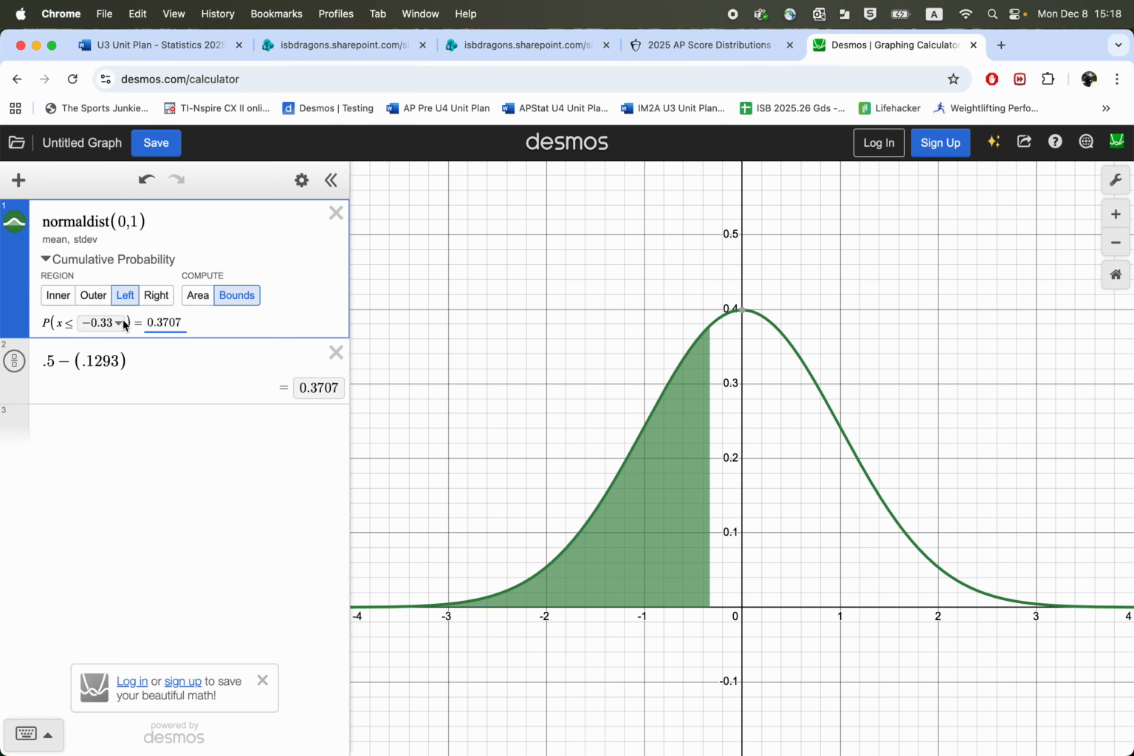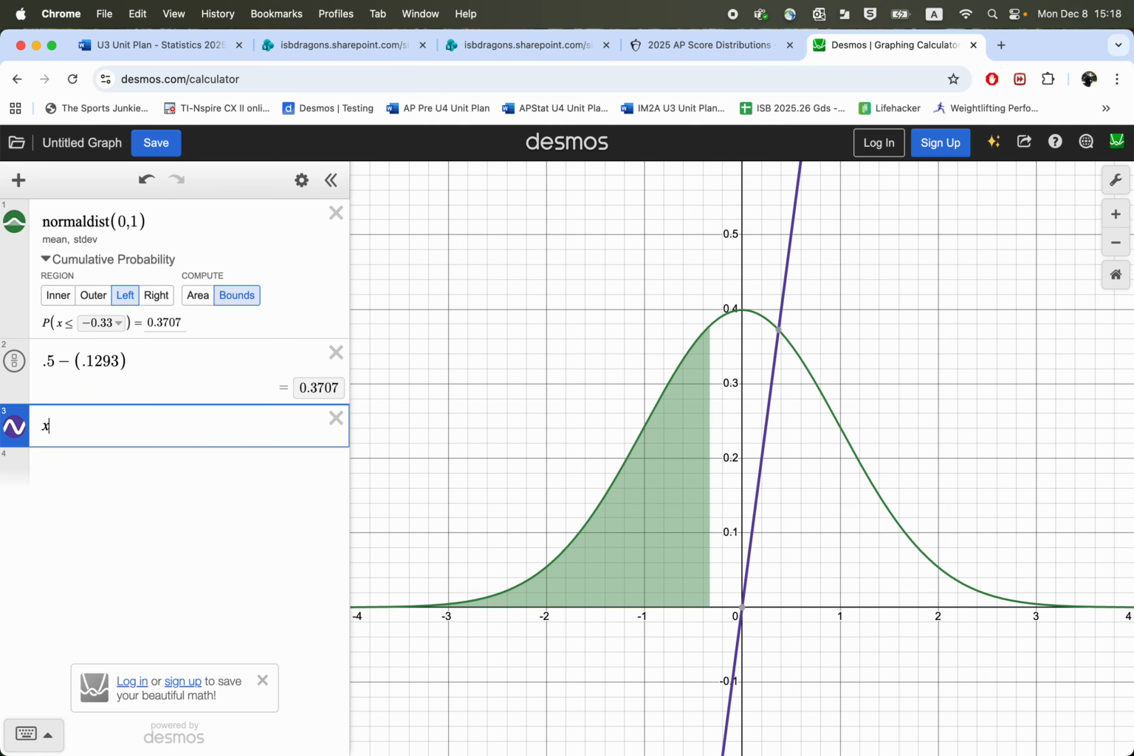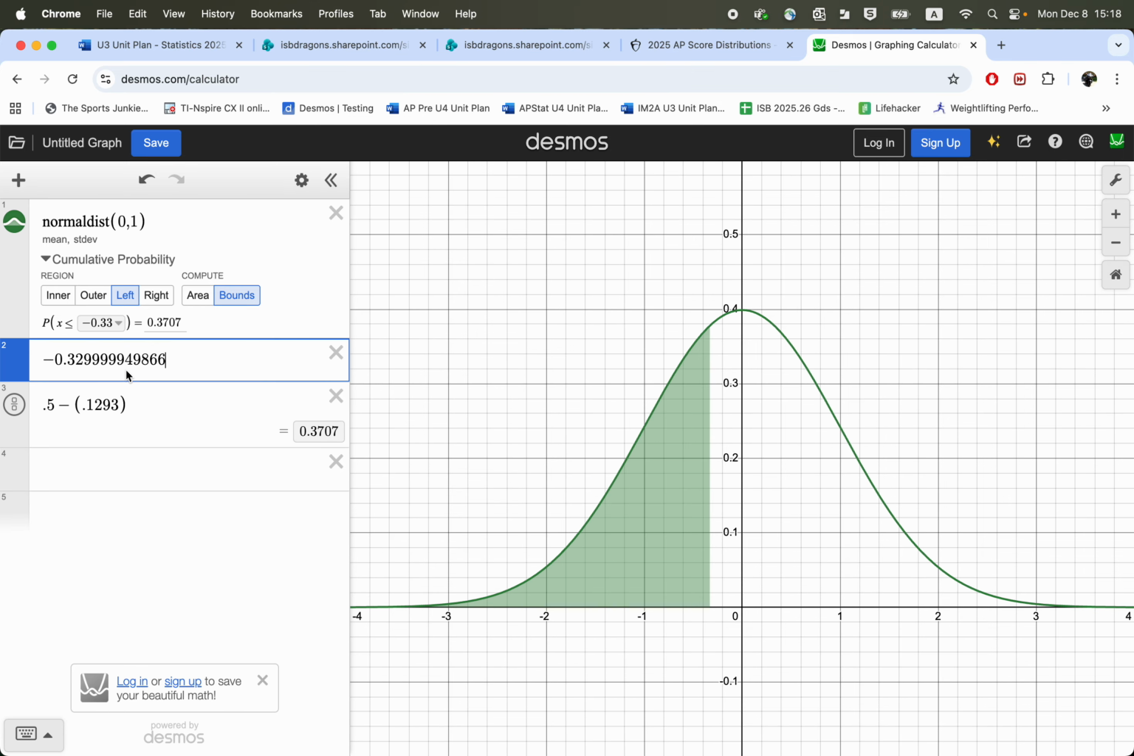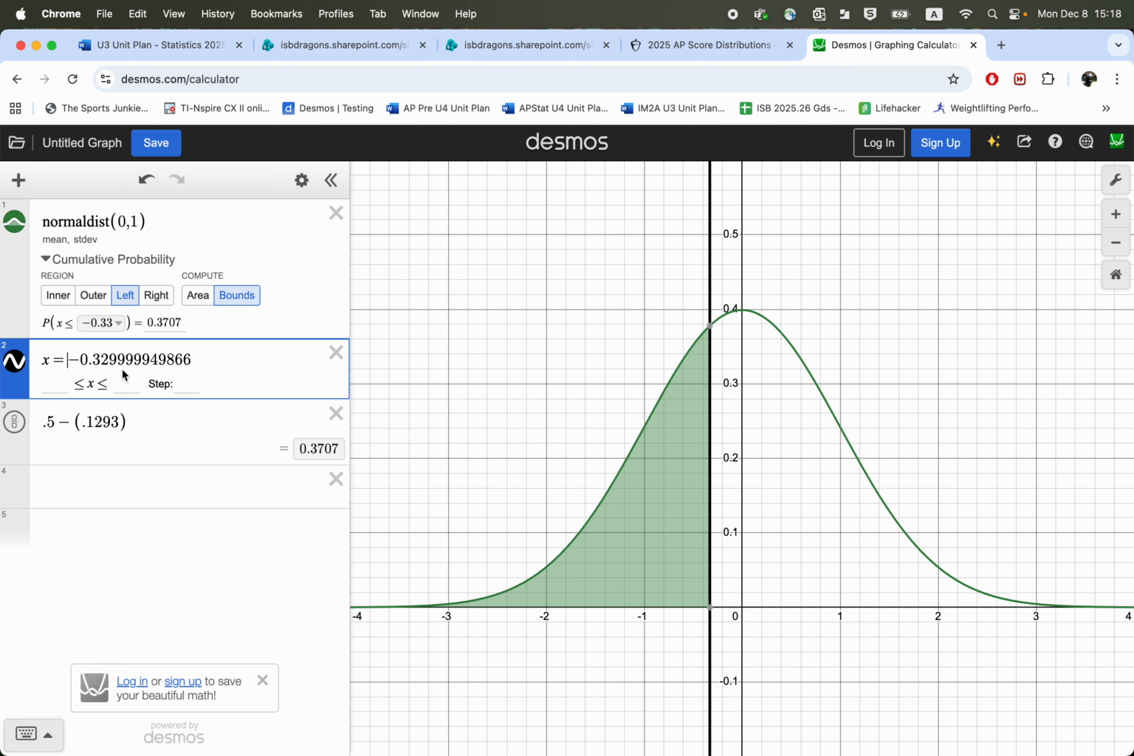Okay, I know this is really confusing, so I'm getting negative 0.0329. Okay, so what that means, guys, is that let me graph this. X equals this. This is kind of cool. We can copy that, and I'm going to let that be X. So what do we know? When X is negative 0.329 repeating, which is basically negative 0.33, this area is 0.3707.